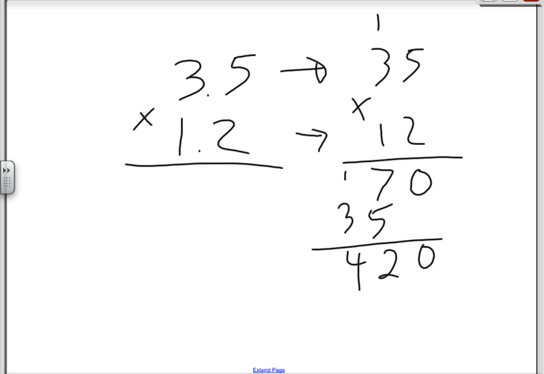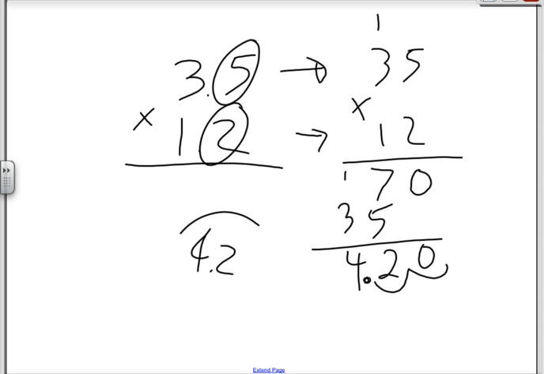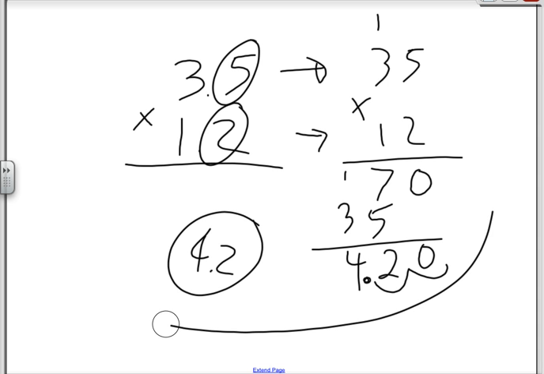Not quite done. I go back and count my decimal places. I have 1, 2. That tells me to move back 2 places to the left-hand side. So I go 1, 2, and my answer is 4.2, and that's how we multiply decimals. Pretty easy, right? Now division is definitely different.